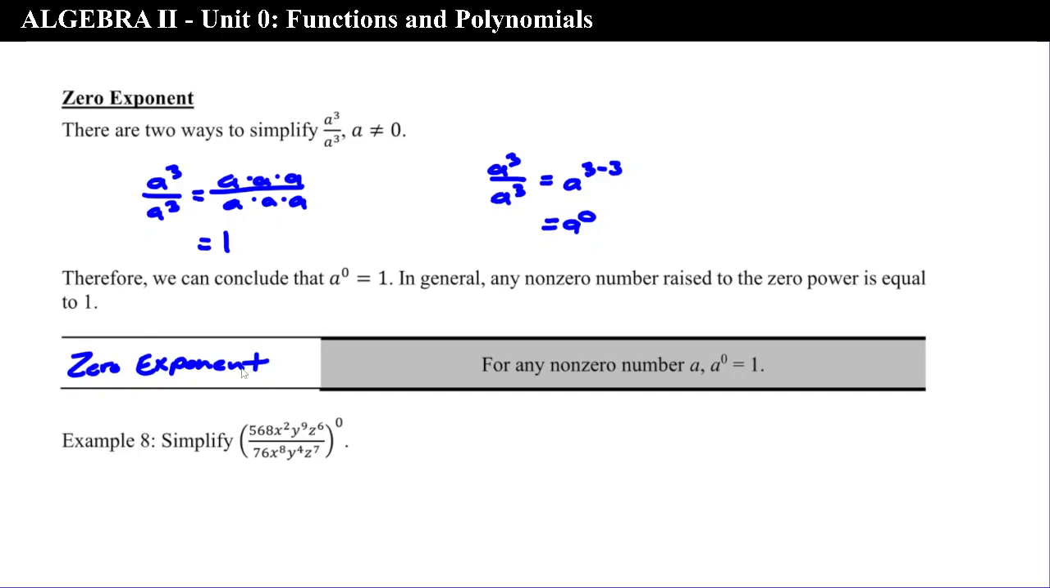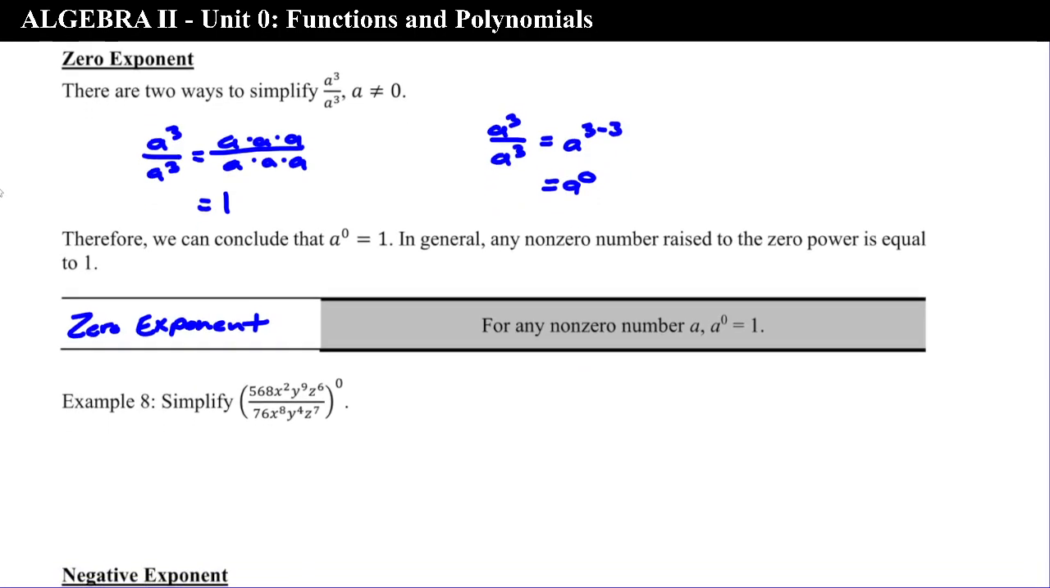For any non-zero number a, a to the 0 equals 1. So essentially we're saying, as long as a is not 0, then we can take anything else, and if it's to the 0 power, then it's just equal to 1.